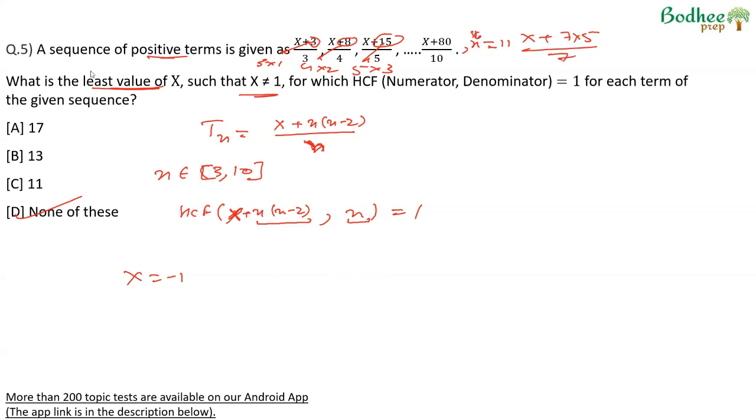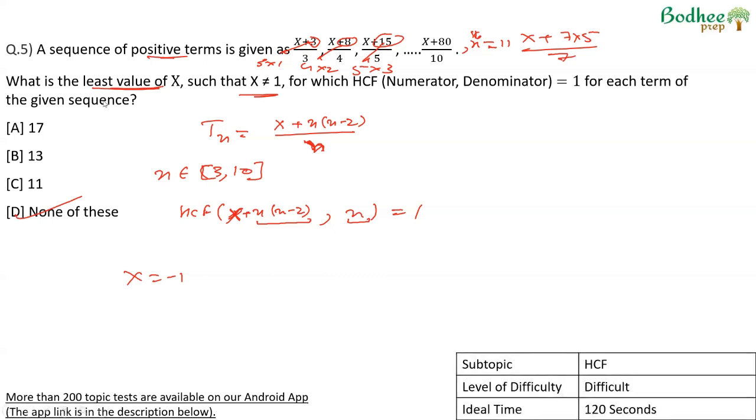Bit of hit and trial involved here, but I would say this is a difficult question because it is very easy to miss the negative term and actually start with 1. Very high probability that we might get this question wrong.